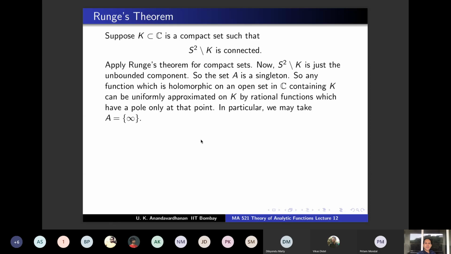And therefore, this will say that any holomorphic function on an open set containing K can be uniformly approximated on K by rational functions which have a pole only at infinity. In other words, it can be approximated uniformly by polynomials. So it's a nice generalization of Weierstrass theorem. Weierstrass theorem said that on a compact interval in R, any continuous function can be uniformly approximated by polynomials. Such a thing is not true for complex analysis, as we have seen, right?